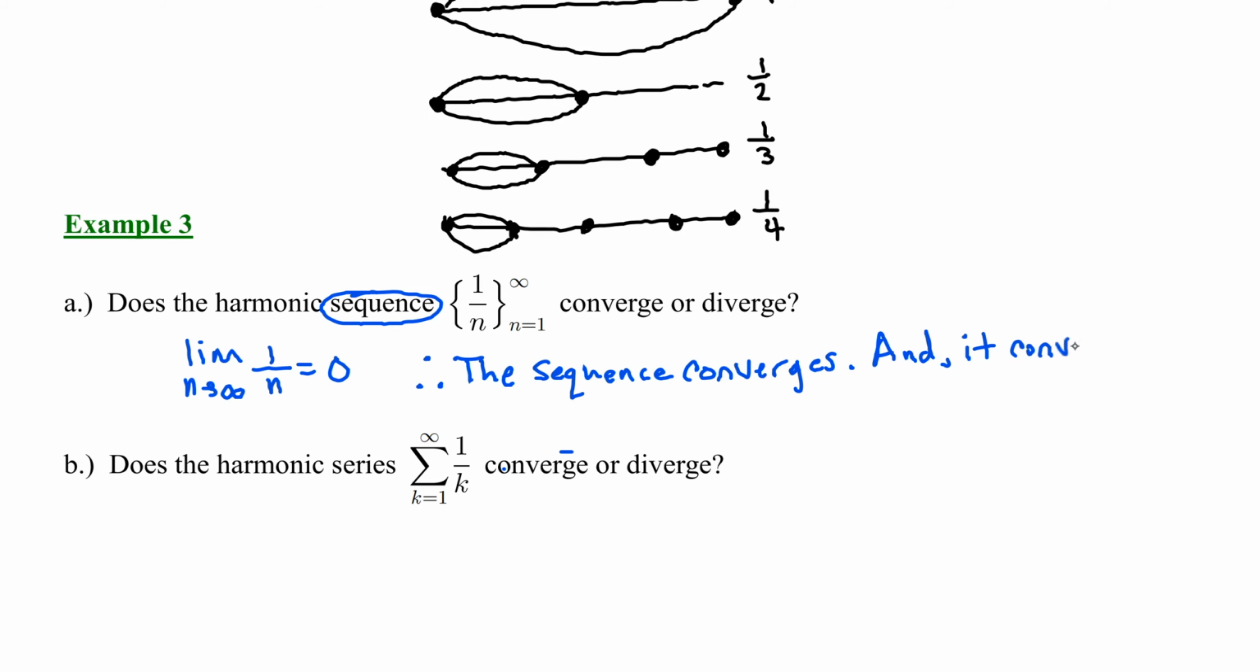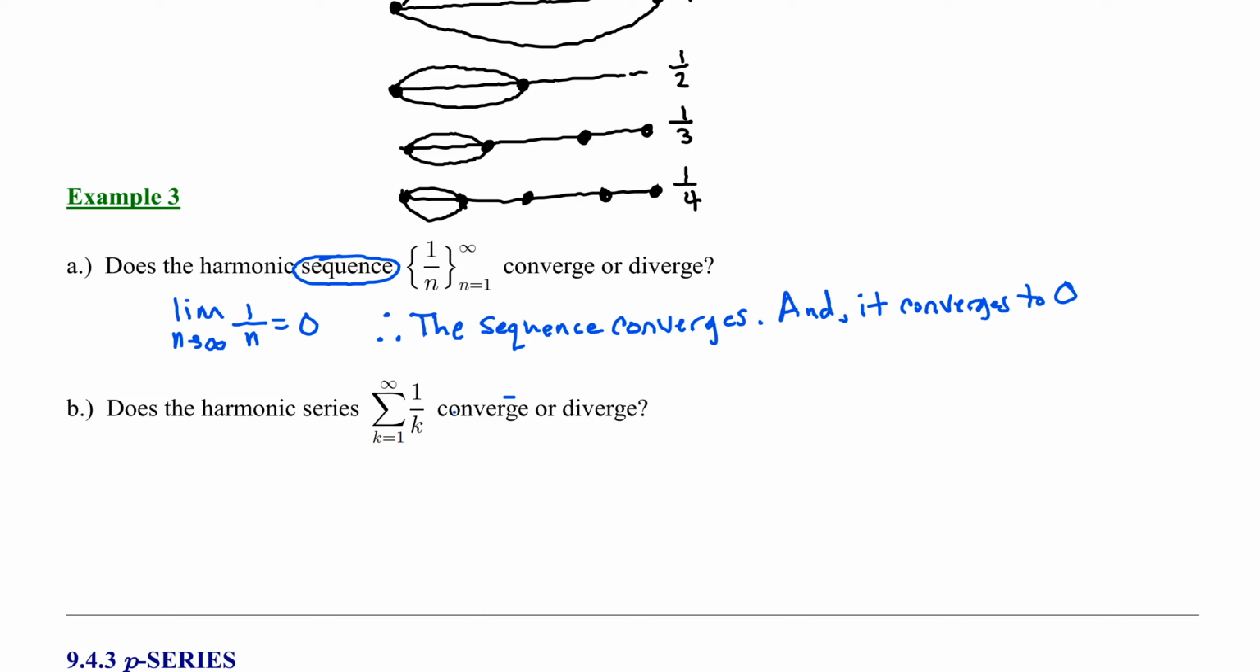It converges to 0. So if I continue writing term after term after term for the harmonic sequence, eventually those terms will converge to 0. So because the limit of the sequence is 0, the sequence converges.